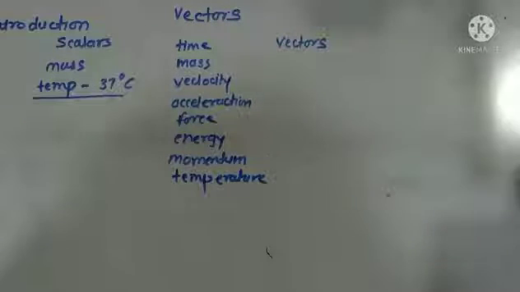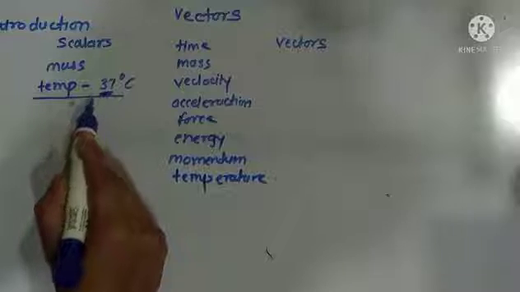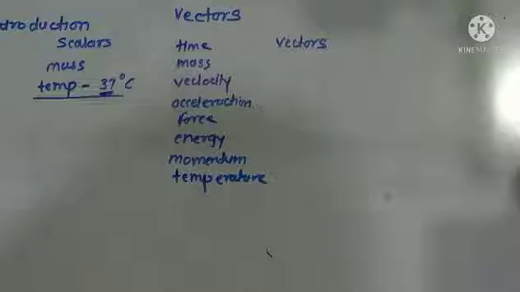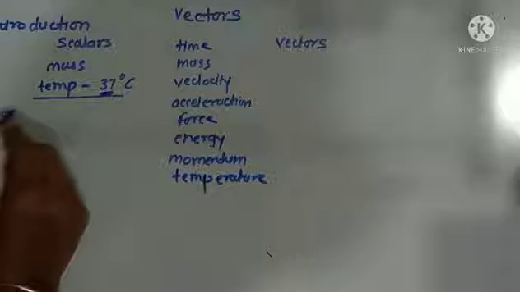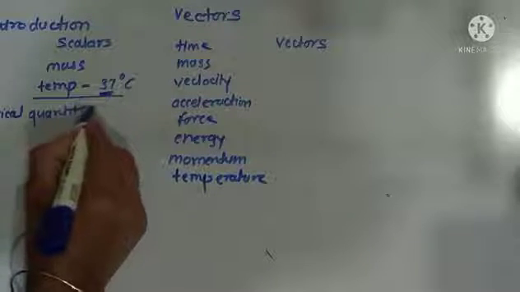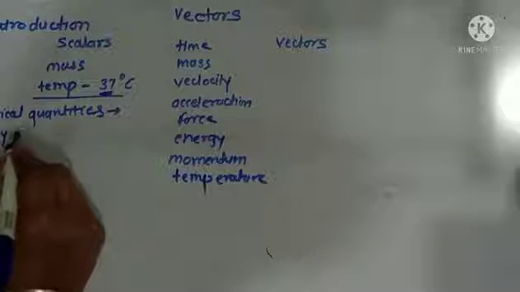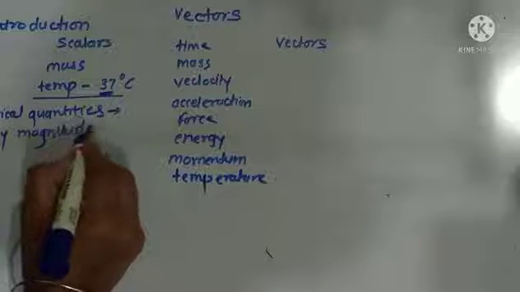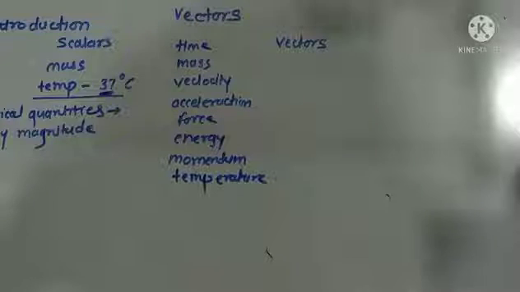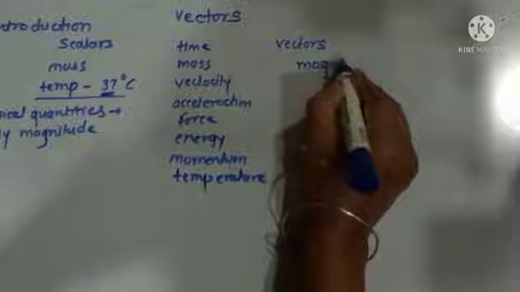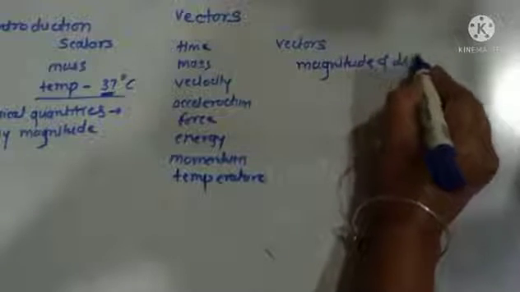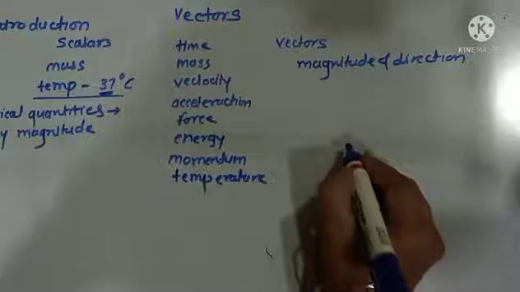So there are some physical quantities which require only magnitude for their specification. This is called the magnitude, the numerical value. So the entities which require only magnitude for their complete specification are called scalars. I'll write it here: physical quantities which require only magnitude for their complete specification are called scalar quantities. On the contrary, there are some physical quantities which require magnitude and direction for their complete specification. Now let us have an example of them.